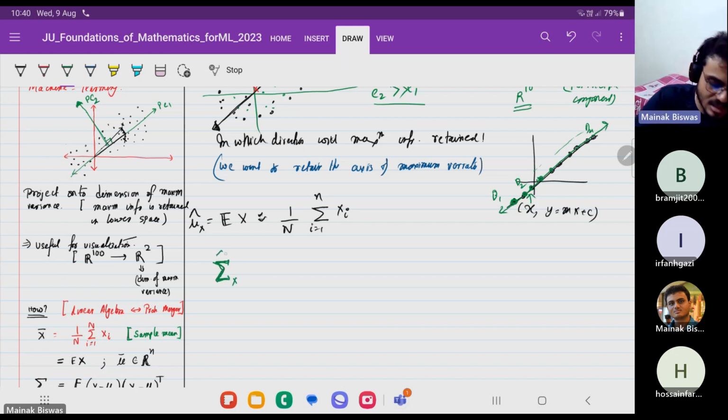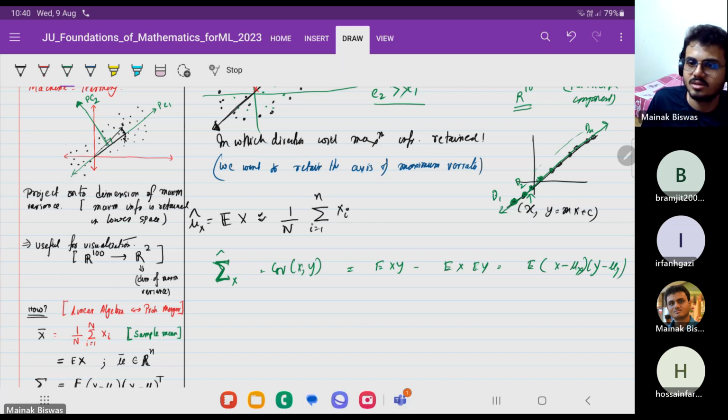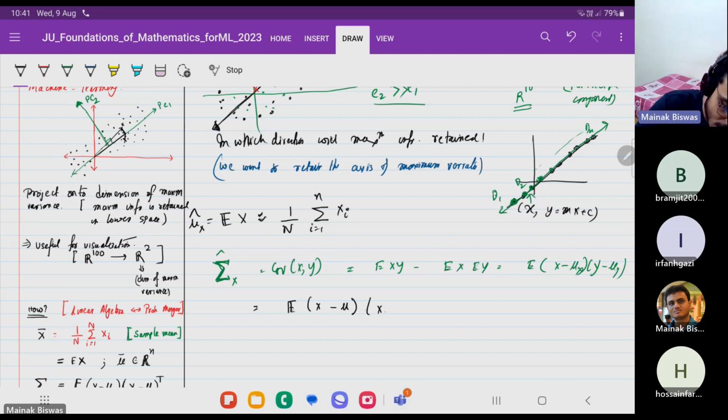Covariance matrix of X we discussed. So covariance of X comma Y, how did we find? We found it as expected value of XY minus expected value of X into expected value of Y, which was also equal to the expected value of (X minus mu X) into (Y minus mu Y). You recall? Yes or no? So if there are n dimensions, what will this be? Your covariance matrix for n dimensions turns out to be (X minus mu)(X minus mu) transpose.